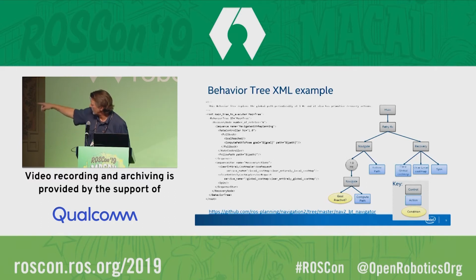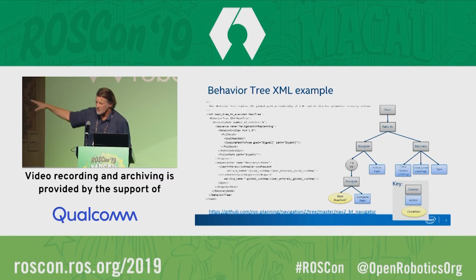Then it will go to the follow path side of that tree, and it will pass the path to the follow path, which then tries to follow that. What we have here is we're running the compute path at 1 hertz, so every 1 second it computes a new path and passes it to the follow path so that it's constantly looking for a better path to follow. If that fails, it goes to the recovery flow on the right side, which has actions like clearing the global cost maps, clearing the local cost map, and spinning. That's extensible, and we have other actions as well, but this is the default right now.